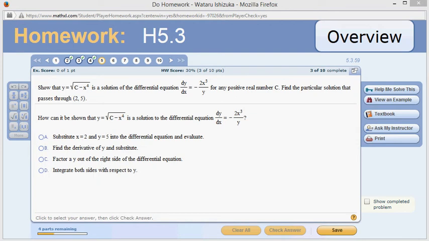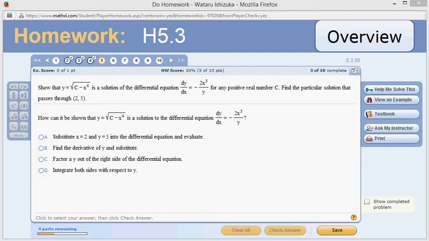Alright, let's look at homework 5.3, problem number 5. It says that we want to show that y equals square root of c minus x to the fourth is a solution of the differential equation dy over dx equals negative 2x cubed over y for some positive real number c. And find the particular solution that passes through (2, 5).